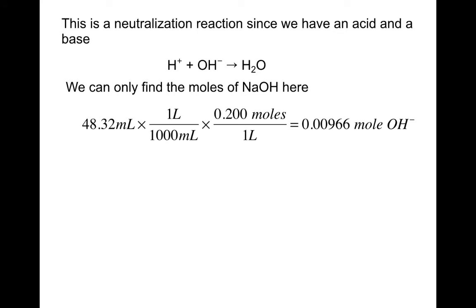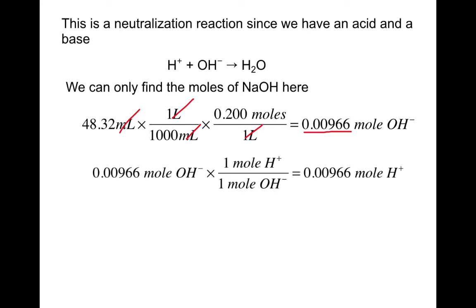So we've got 48.32 milliliters, and the first thing that we've done is convert our milliliters to liters here. So our milliliters are going to cancel, leaving us with liters. We're going to multiply our volume by our concentration. That's going to allow our liters to cancel out, leaving me with 0.00966 moles of hydroxide.